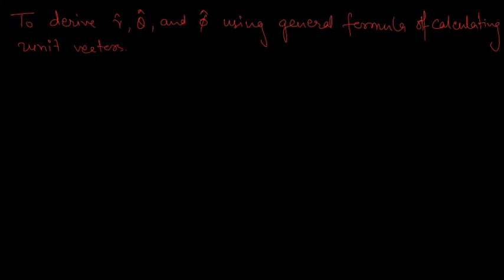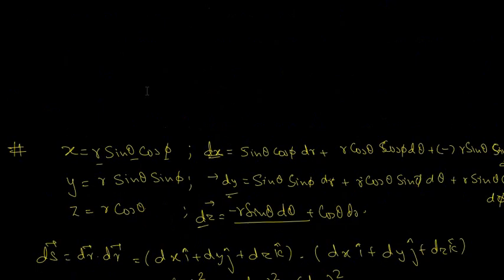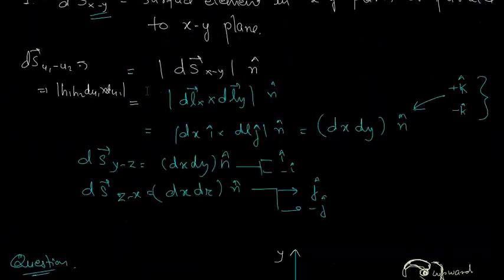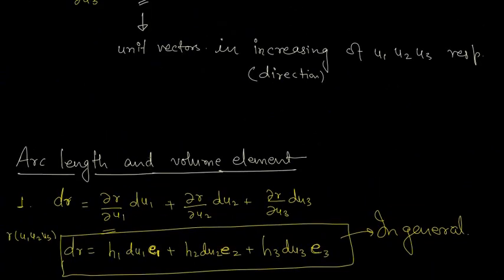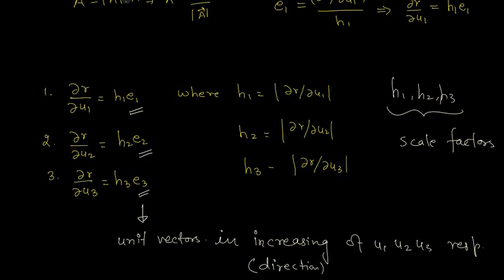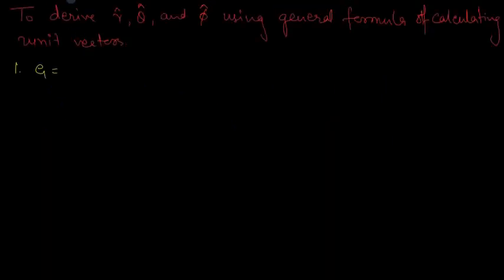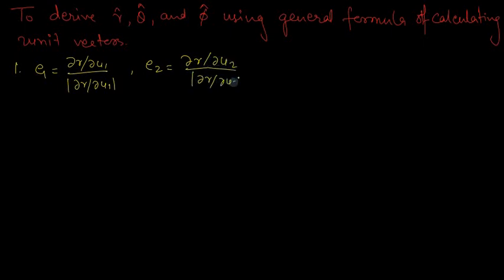So hope you remember these three formulas which we have calculated. Let me go up where I have written those. Here, E1 was the unit vector, del r by del u1 over h1, del r by del u2 over h2, so the same we will use here. Your E1 was del r by del u1 divided by mod of del r by del u1, your E2 was del r by del u2 divided by mod of del r by del u2, and your E3 unit vector was del r by del u3 divided by mod of del r by del u3.